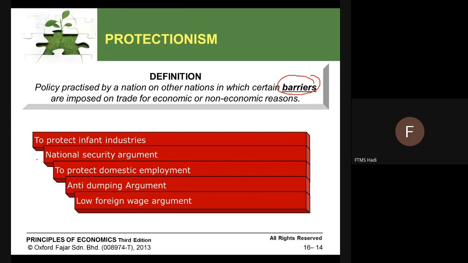National security argument. We're talking about two countries having a relationship with one another. Sometimes they are concerned that one country is taking advantage of the other. To protect domestic employment: if there are too many foreign employees, local employees sometimes will not have a job. Anti-dumping argument, this one is quite subjective, and then the low foreign wage argument as well. Okay, those are the reasons for protectionism.